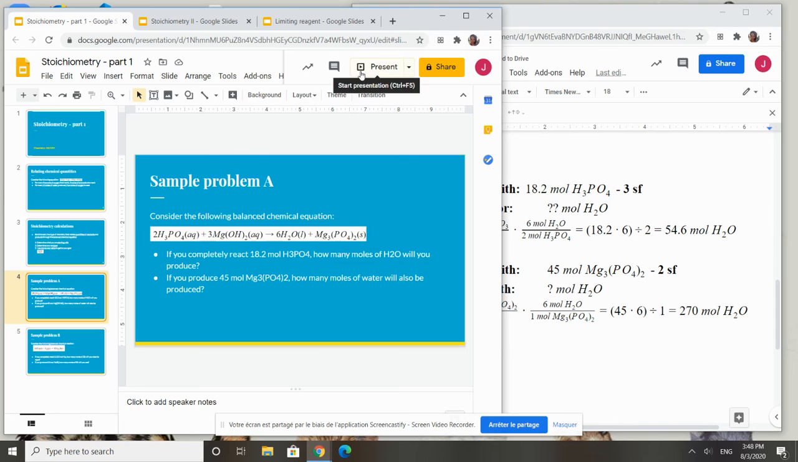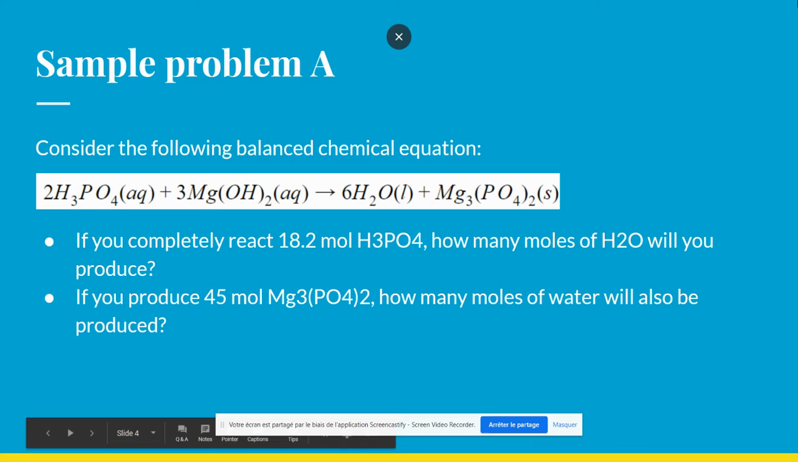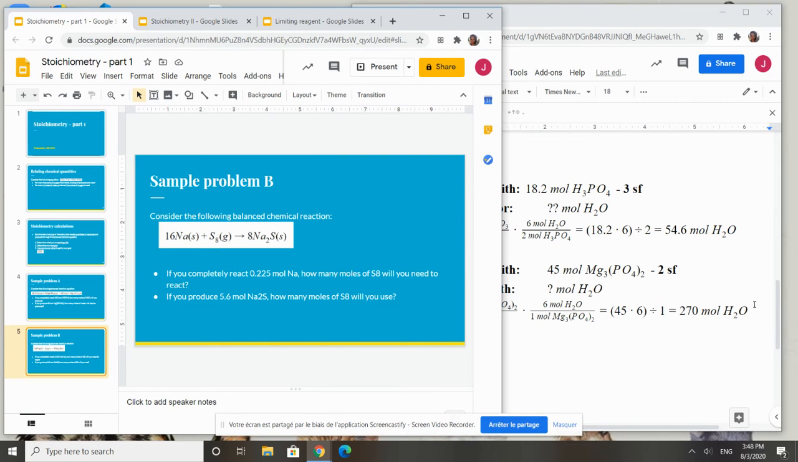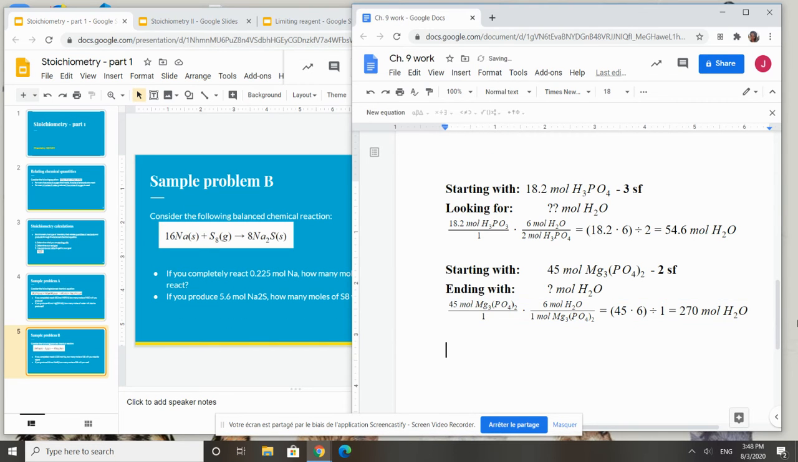Let's take a look at a second problem of the same variety. So same process, it's just a different balanced chemical equation. I look in the question, I see that my number is 0.225 mole of Na. So then for those of you in the H class, it's going to be 3 sig figs. And then the question says how many moles of S8? So question mark mole S8.